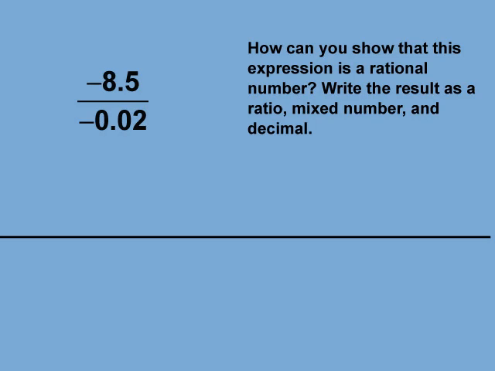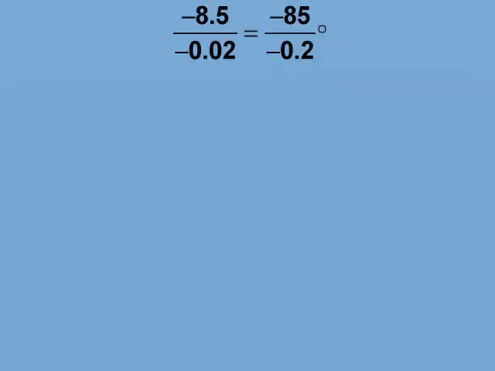How can you show that this expression is a rational number? Write the result as a ratio, mixed number, and decimal. This is a ratio of 2 rational numbers, but neither term is an integer. But we can change that. Multiply the top and bottom by 10 to get this term. The numerator now has an integer term, but the denominator doesn't. Multiply the top and bottom by 10 to get this term. This has an integer in both the numerator and denominator and looks like the standard definition of a rational number: the ratio of 2 integers, the denominator not being 0.